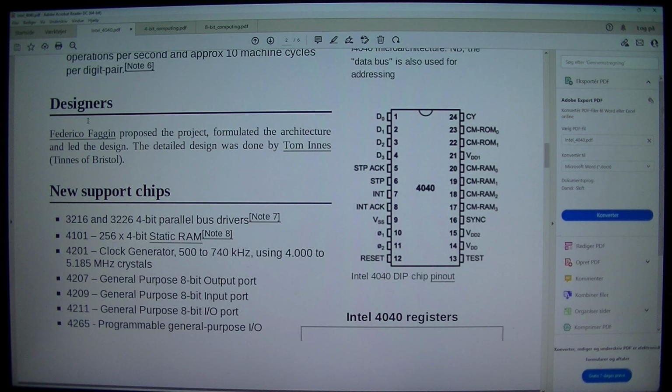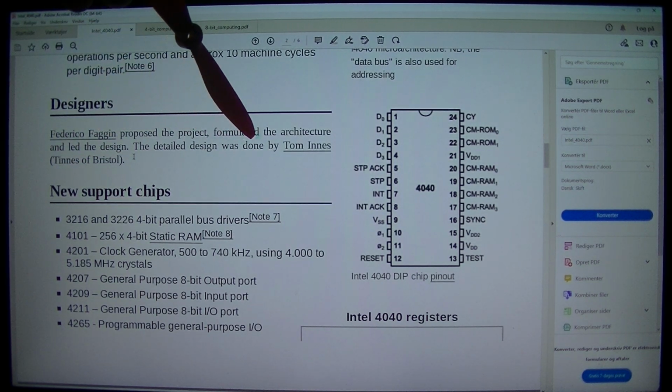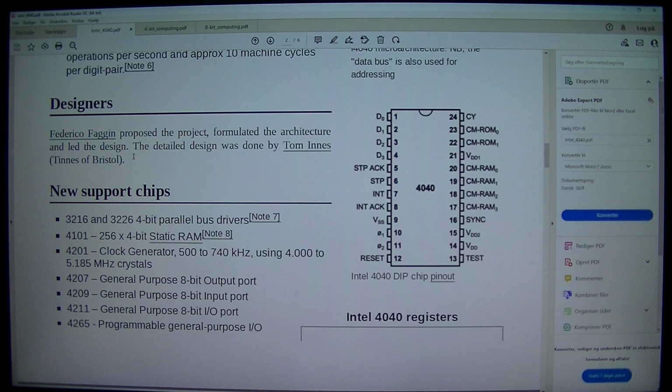Note 6. Designers. Federico Faggin proposed the project, formulated the architecture and led the design. The detailed design was done by Tom Innes of Bristol. New support chips.